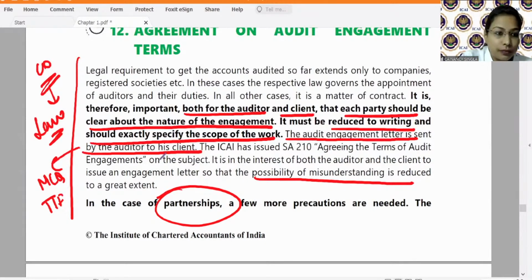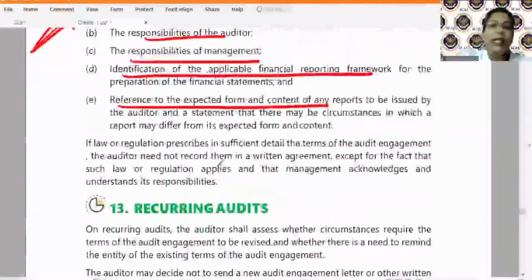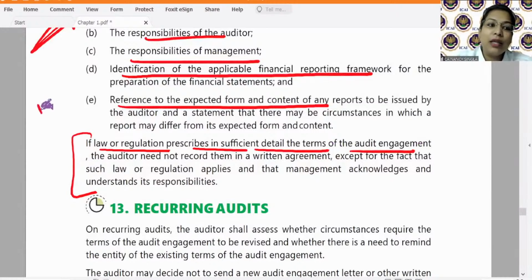ठीक है. See, it basically says, last paragraph, it basically says, Sudhanshu, that if any law or regulation prescribes in sufficient detail the terms of audit engagement, जैसे what we are saying, that let's say with respect to banking companies, the Banking Regulation Act mentions that with respect to a bank audit, these will be the responsibilities of the auditor, these will be the responsibilities of the management, these will be the applicable financial reporting framework. So it is already mentioned there.